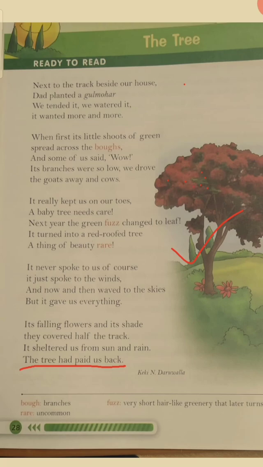Okay, so what have you understood? That we should plant more and more trees, and we should take care of the trees. Okay, so thank you very much. I hope that you have understood the poem.